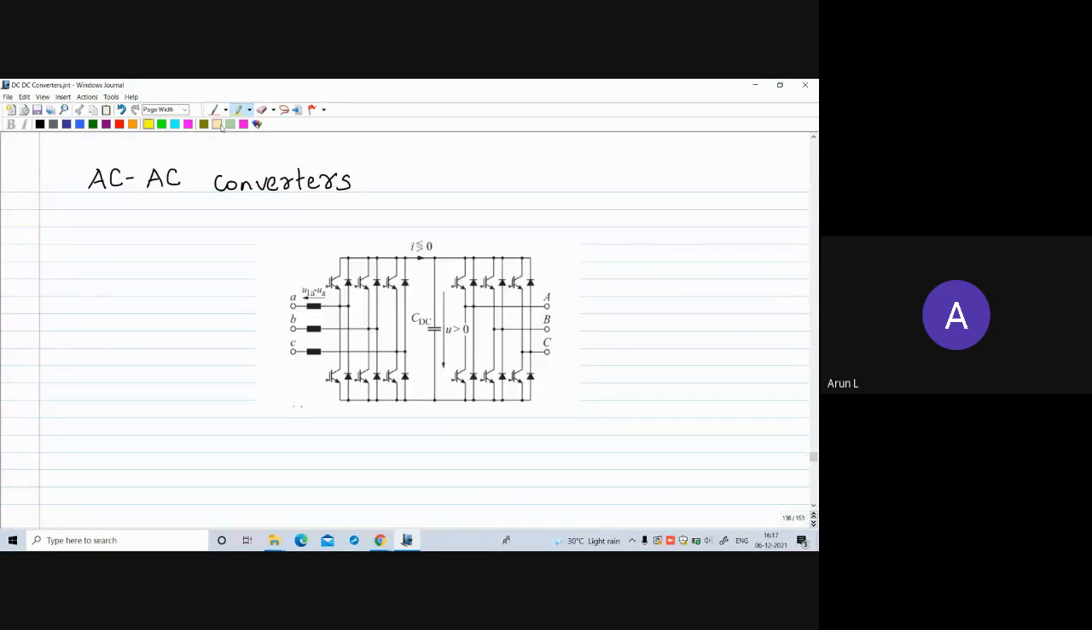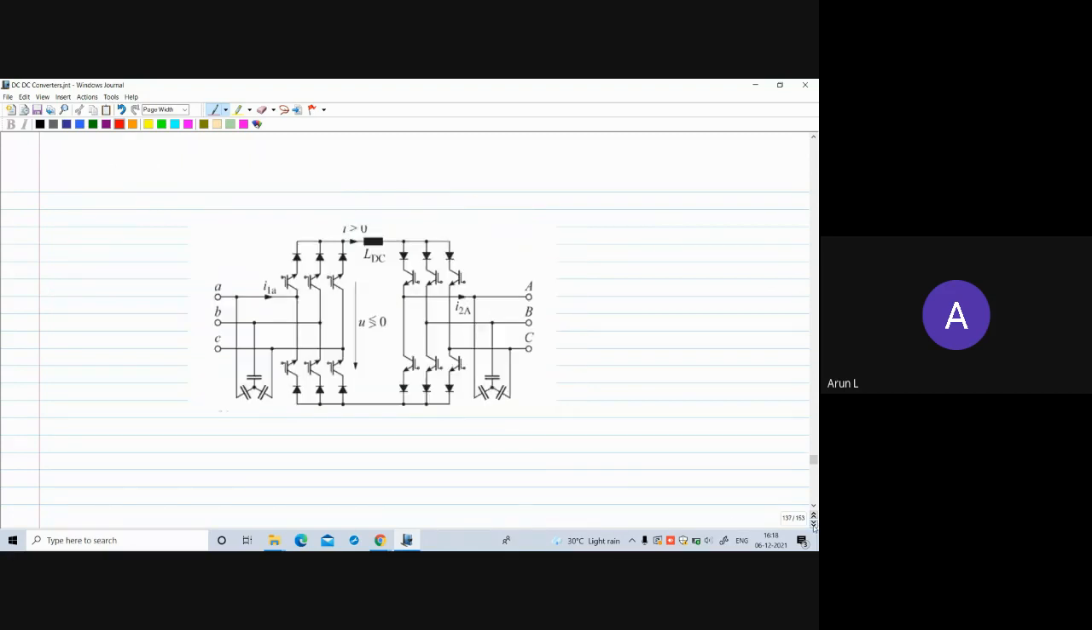Now AC to AC conversion can be easily achieved by combining two bridges. So here you have AC to DC conversion using a VSI, then DC to AC conversion using a voltage source inverter. In between you have a DC link. By the back-to-back connection of an AC to DC converter and a DC to AC converter, you can get AC to AC conversion, and there is an energy storage link in between. That is one topology, and the same thing can be achieved using a current source inverter.